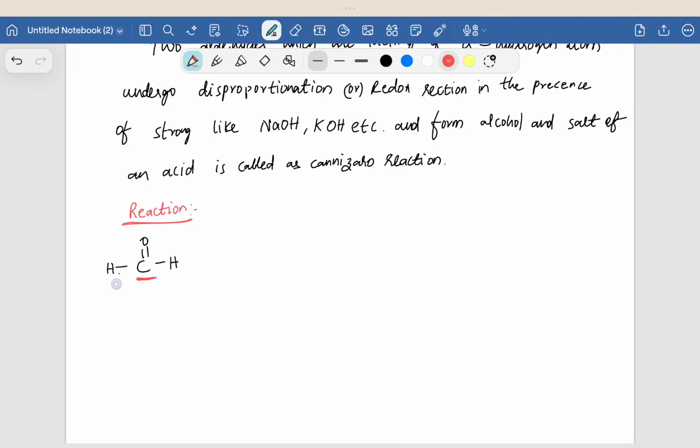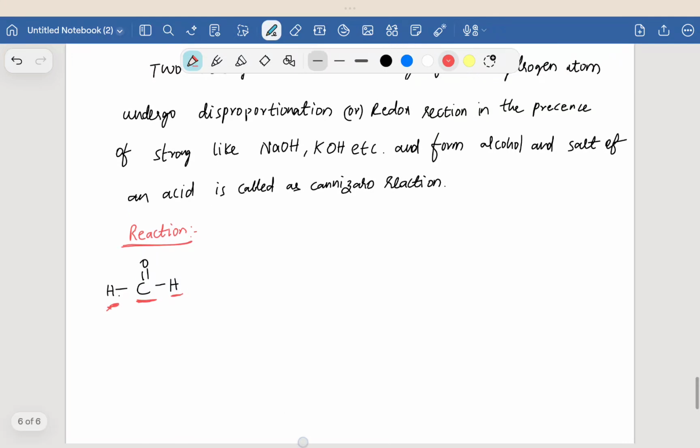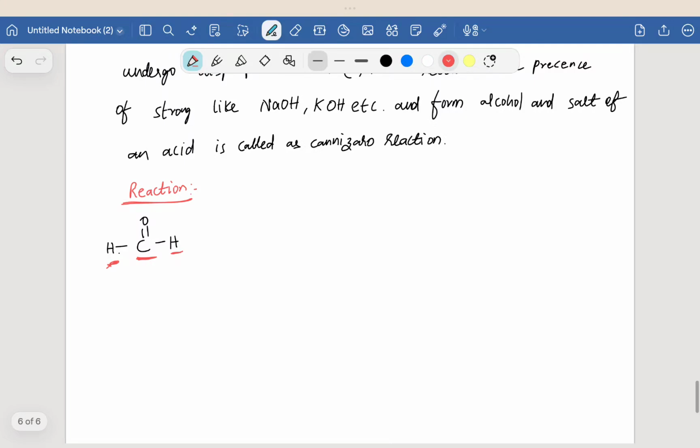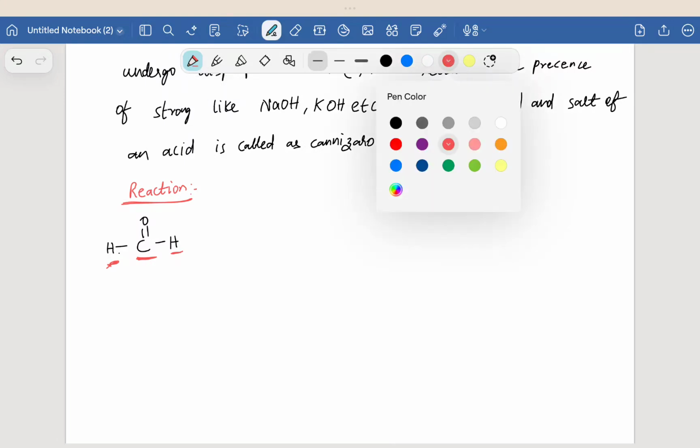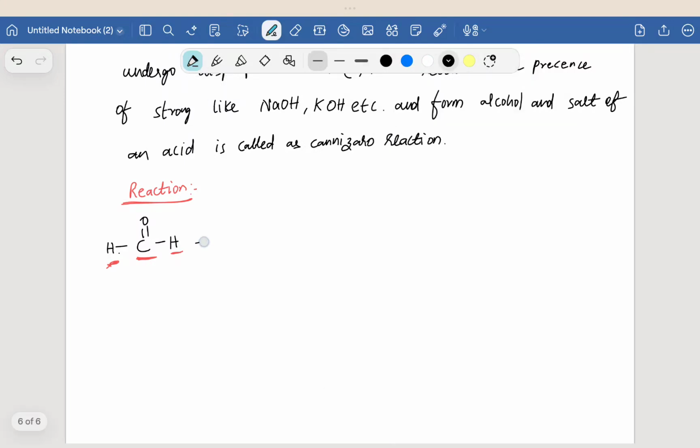The hydrogens attached to alpha carbons are called alpha hydrogens. But here there is no alpha carbon, only hydrogens are present, and these are not alpha hydrogens. As I told you, only the hydrogens attached to the alpha carbon atom are called alpha hydrogens. So in this one there are no alpha hydrogens, right? And one more aldehyde we have to take.